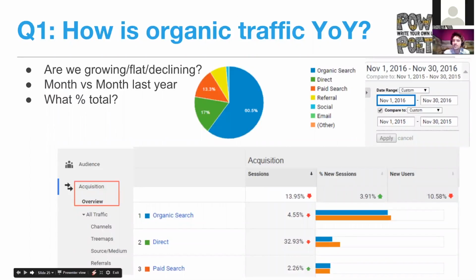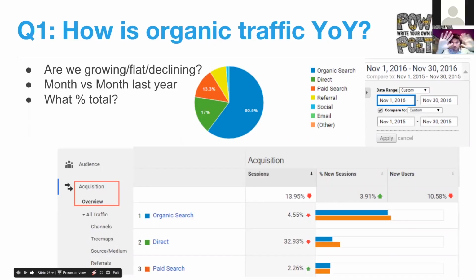Number one, Q1, how is organic traffic doing year over year using Power Poetry's data? Organic traffic is basically search engine optimization, in that world of how do the search engines send us traffic. And for a lot of the sites we deal with, this is the lion's share of where traffic comes from. So it's good to understand the biggest bucket of source referral traffic. Are we growing, flat? Are we declining year over year?